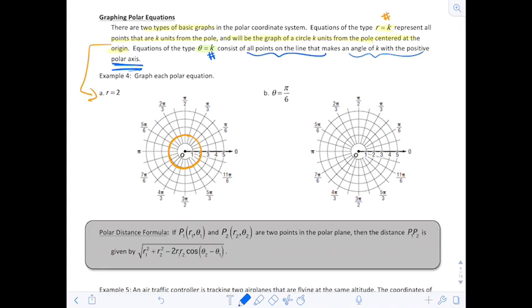So what does that look like? It is, first of all, a line. That's really important. It goes on in both directions. So it is a line that does what? It makes an angle of k, whatever k is, with the positive polar axis.